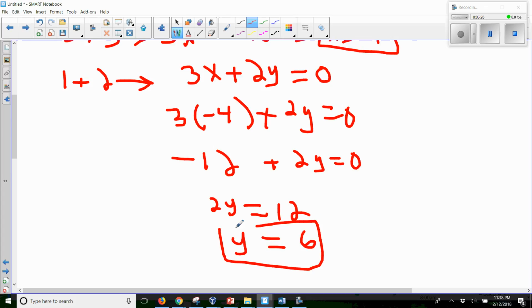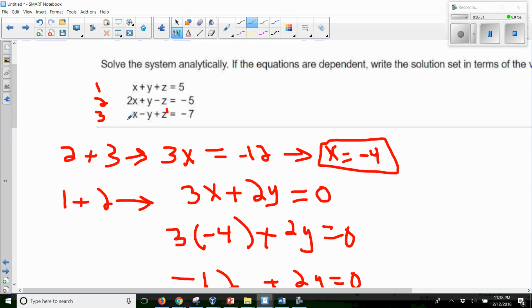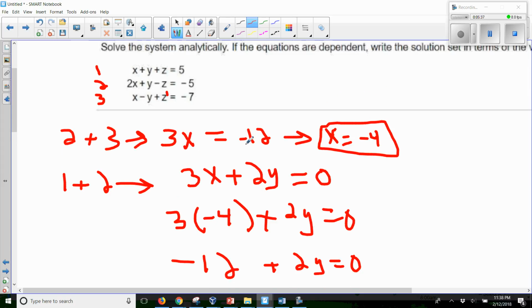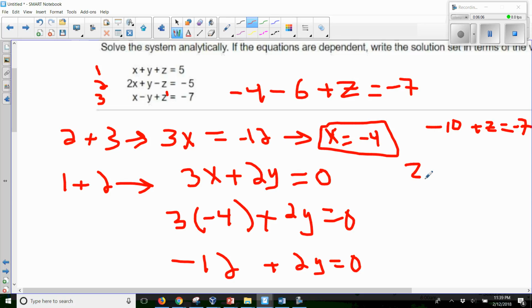Now I have two of my variables. Well, this makes it very easy, right? So if I pick any of these equations, like equation 3, for example, I can substitute in my x and my y and solve for z. So here I have x minus y, so I have negative 4 minus 6 plus z equals negative 7. So negative 4 minus 6 is obviously negative 10 plus z equals negative 7. And if I add 10 to both sides, I get z equals 3.